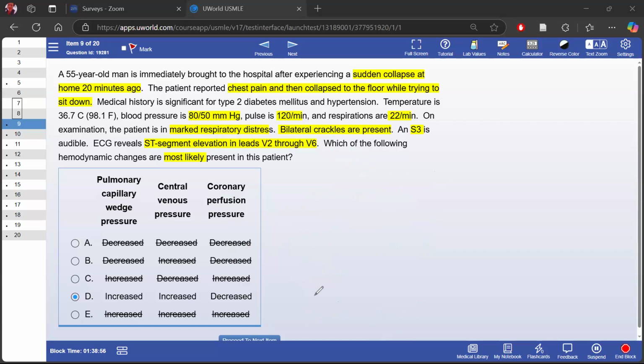Yeah, that's how we should do questions like that. So I'm saying questions that have multiple indices, where you are given a question like this, what changes do you expect? And you're given PCWP, CVP, coronary perfusion, maybe diastolic blood pressure, systolic blood pressure, or some other multiple indices. And you have to determine which one is low, high, decrease, arrow up, arrow down. Always start with the index you are sure of.